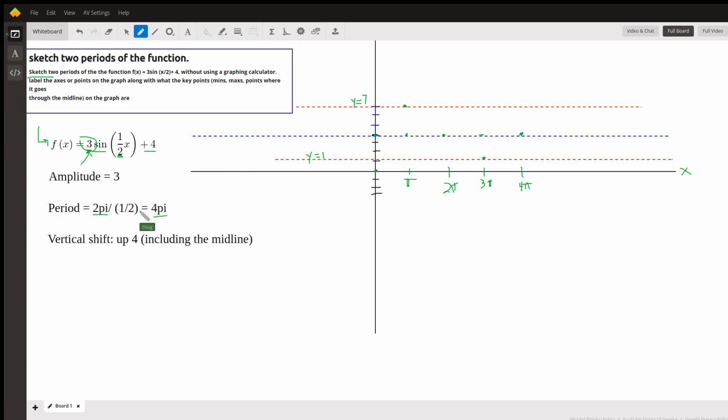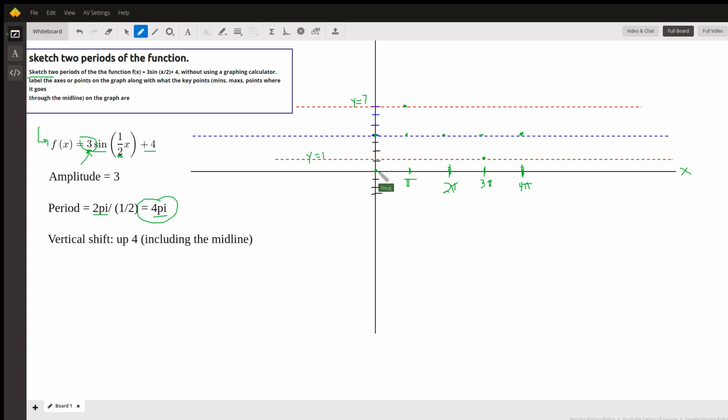Now we've got to go out to the right here and label some point 4 pi. That's going to be the end of one period. And then we divide that in half. Half of 4 pi is 2 pi. Then each of these little intervals, from 0 to 2 pi, we divide in half. And from 2 pi to 4 pi, the average, or the midpoint, is 3 pi. That's where these key points are going to be located.